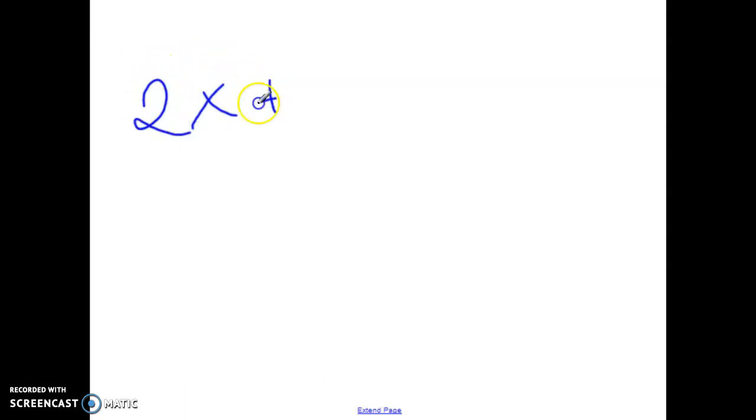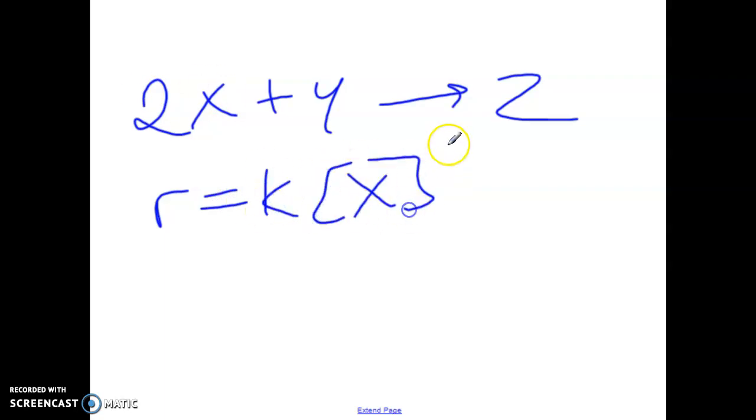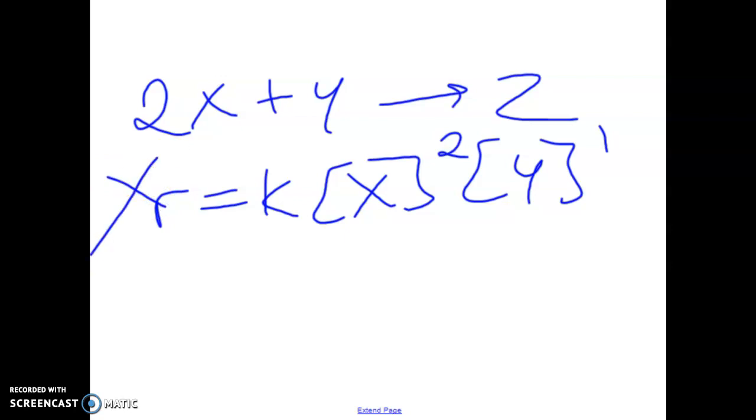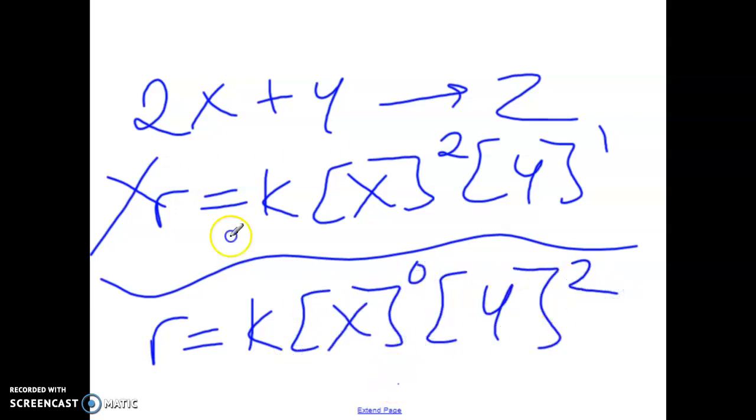So let's say I had 2x plus y making z. That does not mean that it is x to the 2 and y to the 1. That's incorrect. You might actually, through experimental data, find maybe it's x to the 0 and y to the 2. These values are only found through experimental data. So usually when you're doing these types of rate law questions, you'll have a chart with a whole bunch of information about different trials, different experimentations, and then we're going to determine the rate law from there.